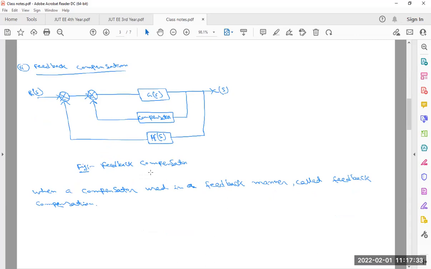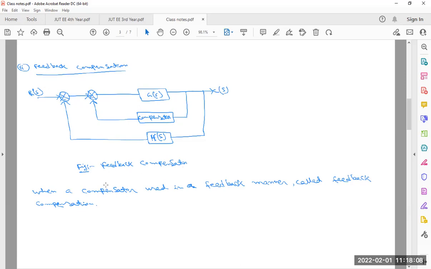But in this feedback compensator circuit, you have to see there are two summing points we have to add. The first summing point is connected to the input of the system, that is R(s). Another one is connected to the feedback loop, which is also attached. And this number 2 summing point is connected between the process plant and the compensator circuit.